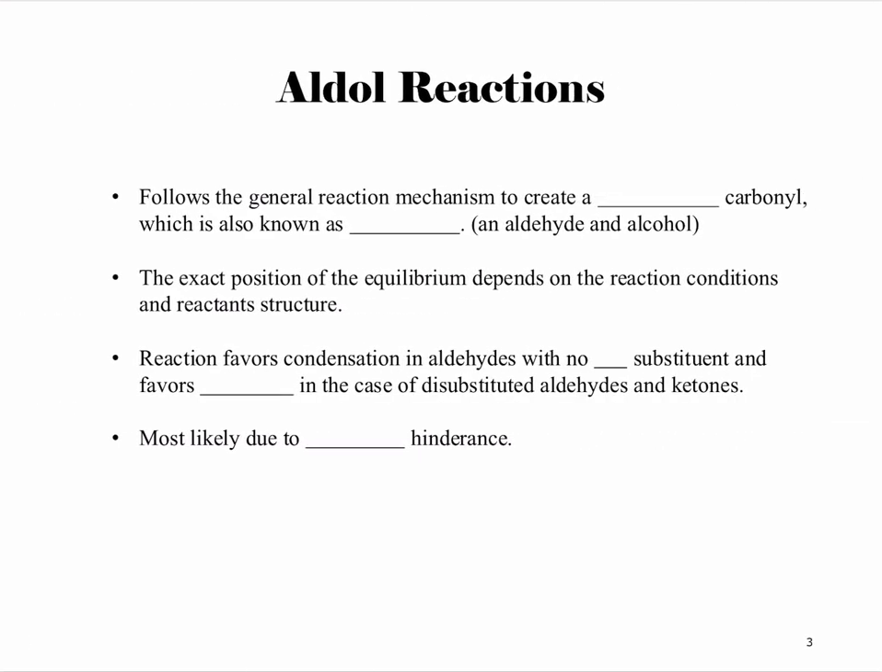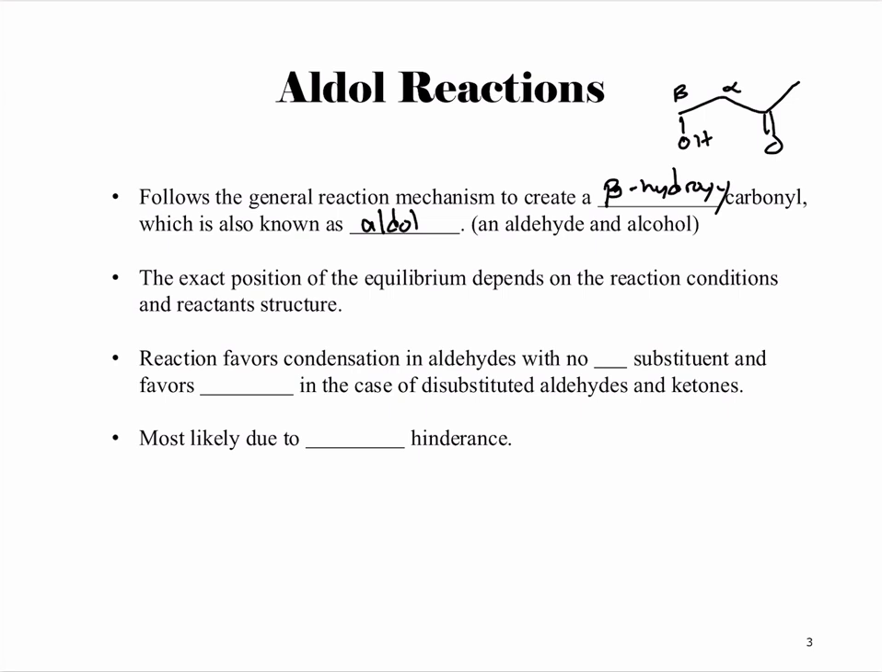So the first reaction we're going to talk about is an Aldol reaction. And so this follows a general reaction to form an electrophilic carbonyl-carbon, and the type of compounds that these form are called beta hydroxy carbonyls. So if we have a carbonyl compound here, this is the alpha carbon, this is the beta, there's going to be an OH group on the beta carbon. And these are also known as aldols, and that's because they're usually the combination of an alcohol and an aldehyde.